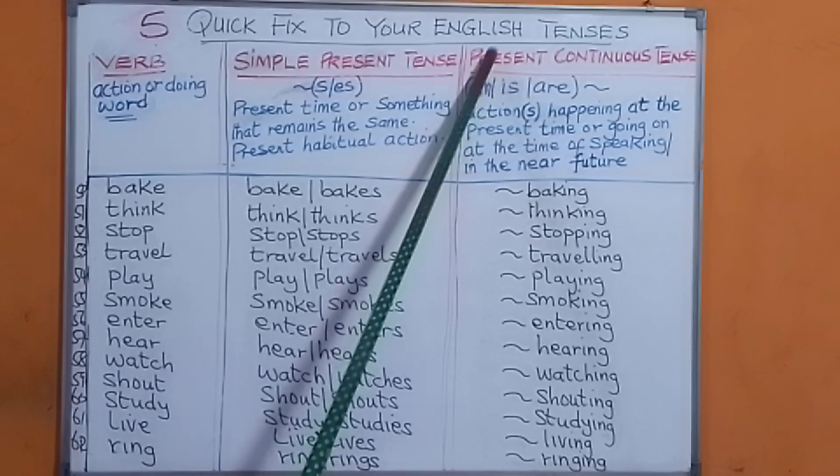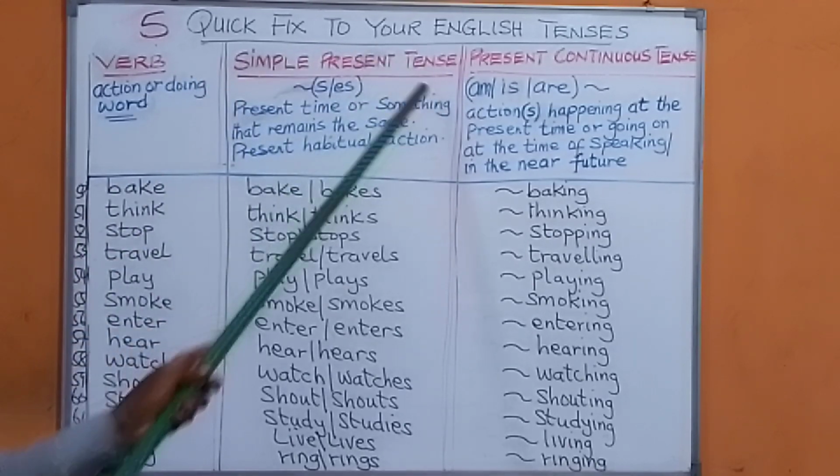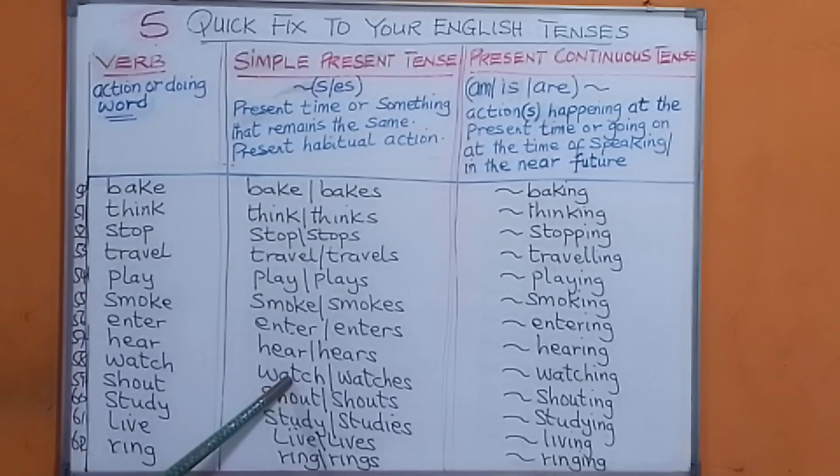If you are using that as present continuous tense, hearing. I am hearing you. He is hearing you. We are hearing you. You are talking about an action that is happening at the time you are speaking. Watch. Present simple tense. Watch. For objects or subjects that are many, watch. We watch the game.